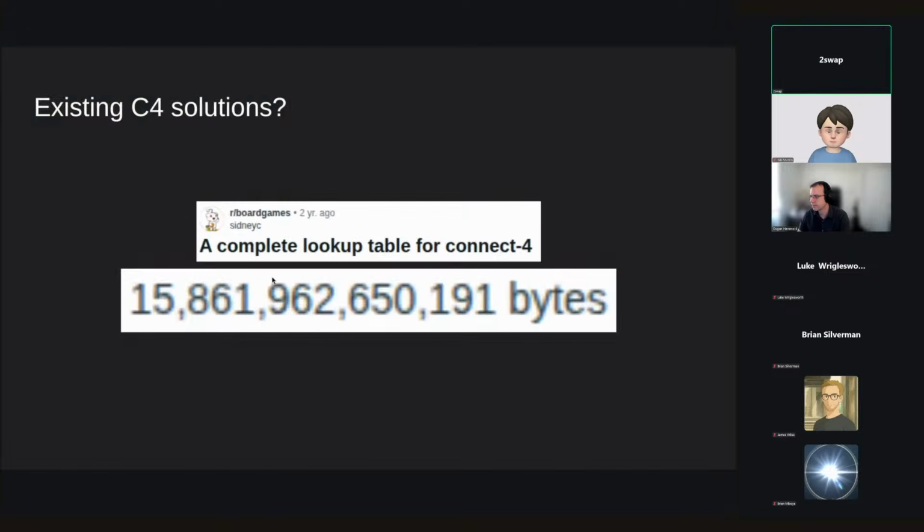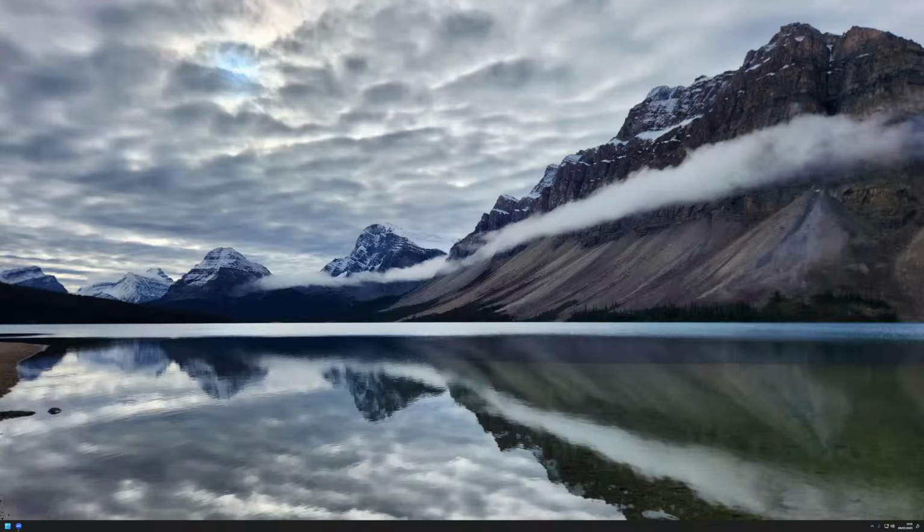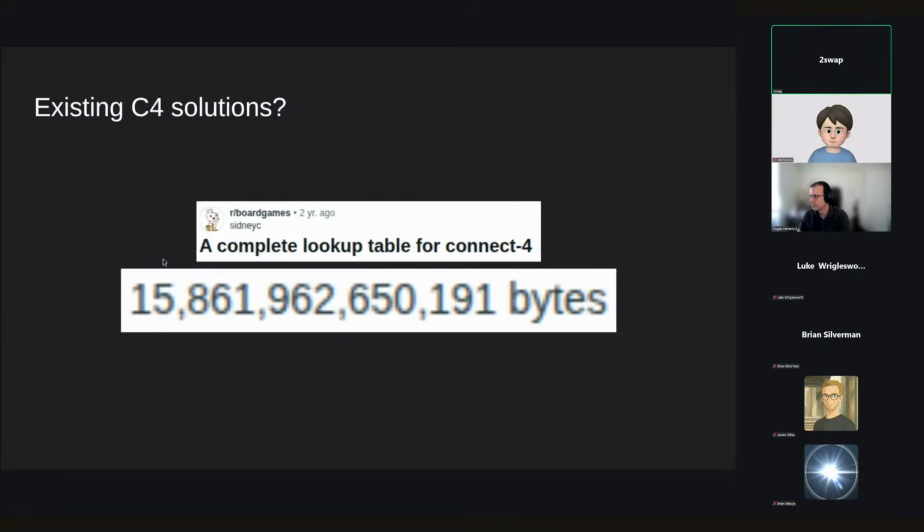And just 2 years ago, someone finally did the full strong solution of actually documenting every single position and writing it to a single file, presumably on some NAS server somewhere, because it took a total of 15 terabytes or 16 terabytes, I guess, rounding up. So it's a pretty big object, this full strong solution of Connect 4.